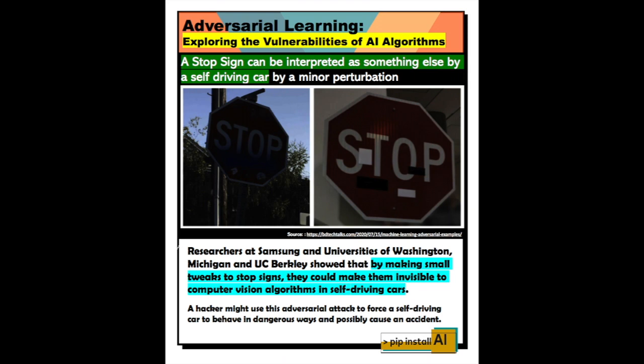Progress in the field of computer vision is one of the most important factors in the rise of the self-driving car. An autonomous vehicle has to be able to sense its environment and react appropriately. Researchers at Samsung, Universities of Washington, Michigan, and UC Berkeley showed that by making small tweaks to stop signs, they could make them be interpreted differently by different computer vision algorithms in self-driving cars. It's a technique that looks like street art to you or me, but it completely changes the meaning of a stop sign to the machine reading it. A hacker might use this adversarial attack to force a self-driving car to behave in a dangerous way and possibly cause an accident.